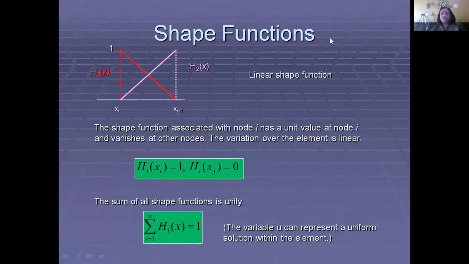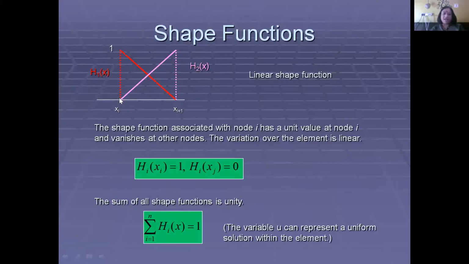So this is what my shape function looks like. If I have an element which goes from xi to xi plus 1, at every node I have two shape functions. I am talking about linear shape functions, so I'm defining the concept of shape functions at the moment. So the shape functions look like this.